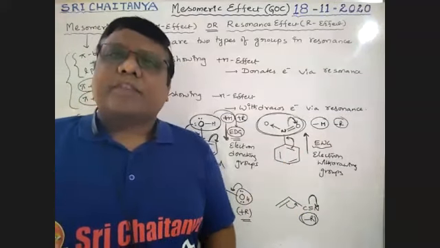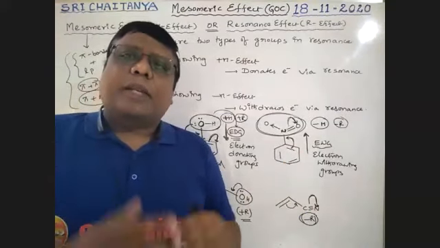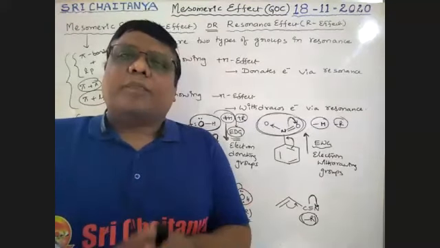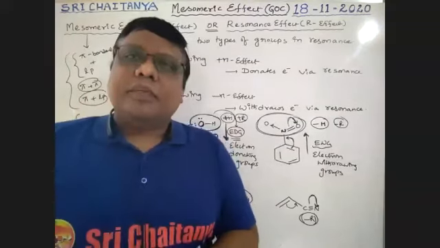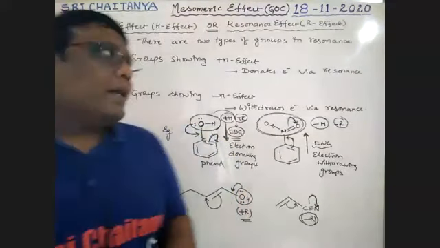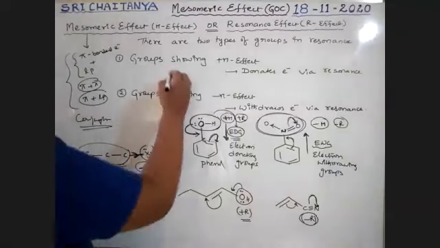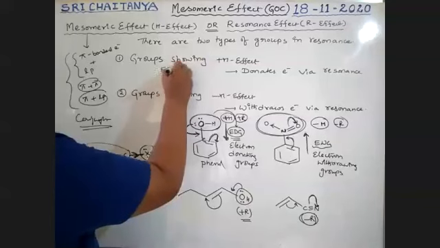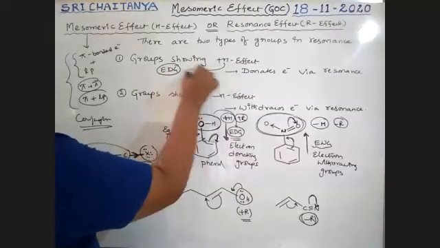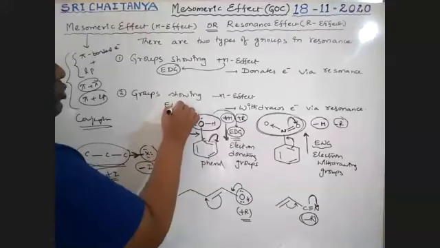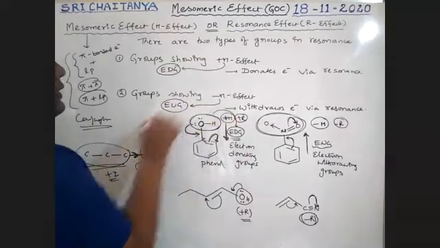So let us discuss one by one. Which one exhibits plus M effect? What is that plus M effect? Those groups which donate electron pairs to the system. Electron donating groups are plus M groups. Electron withdrawing groups are minus M groups. Therefore, finally, electron donating groups create plus M effect, and electron withdrawing groups create minus M effect.